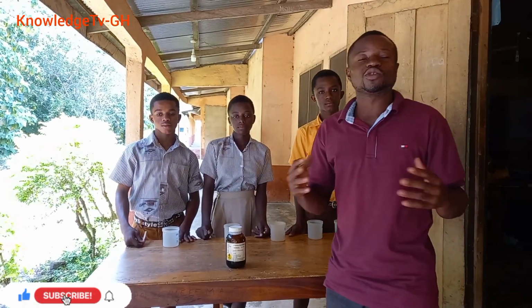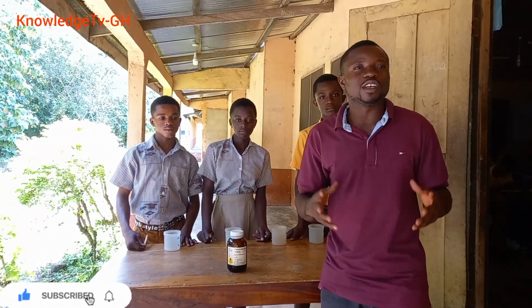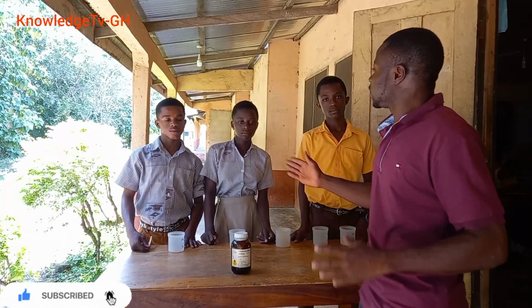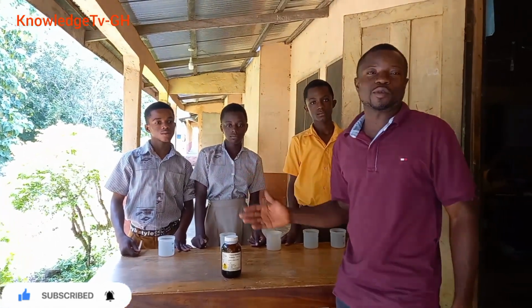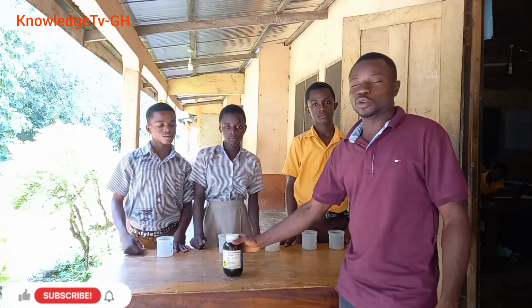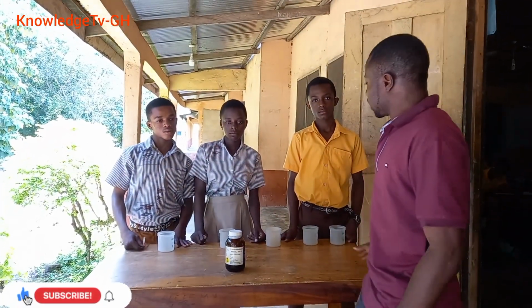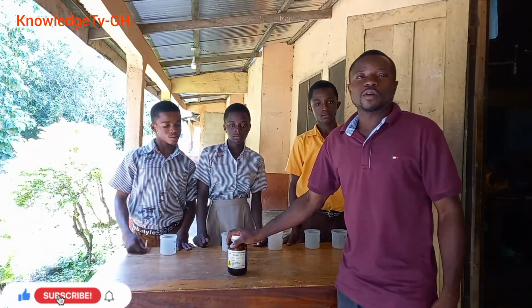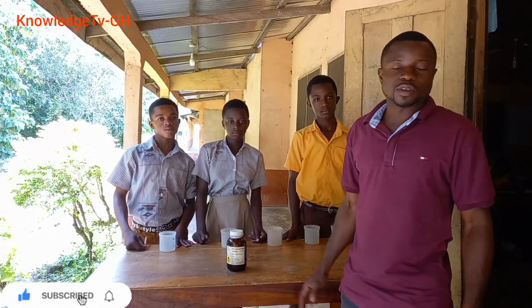Today we are going to demonstrate diffusion in liquid. As you can see, the students are here. They are going to carry out the process. We have potassium permanganate here. That's what they're going to use. They have beakers and they have water. So follow us as we carry out the process.